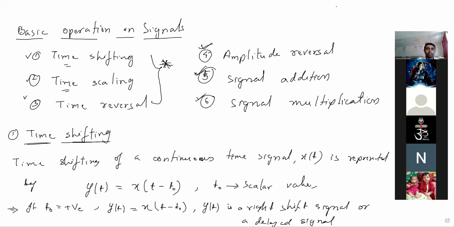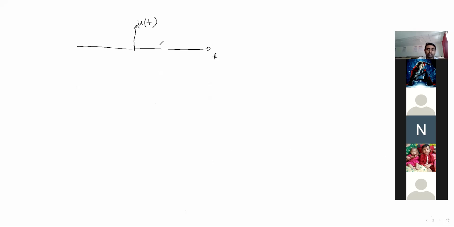Suppose any signal. Let me give u(t) only. It will be better for you. What is the representation of u(t), and what is this u(t)? What types of signal you should know first? u(t) means unit step signal.